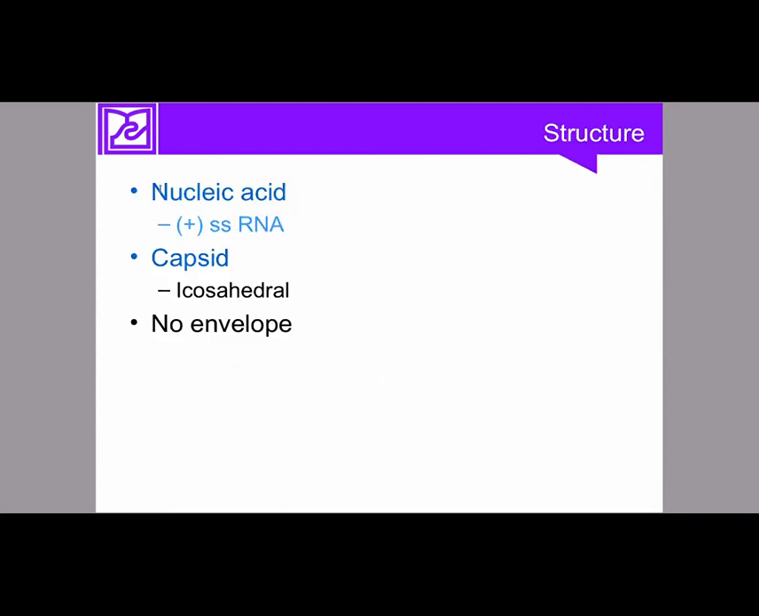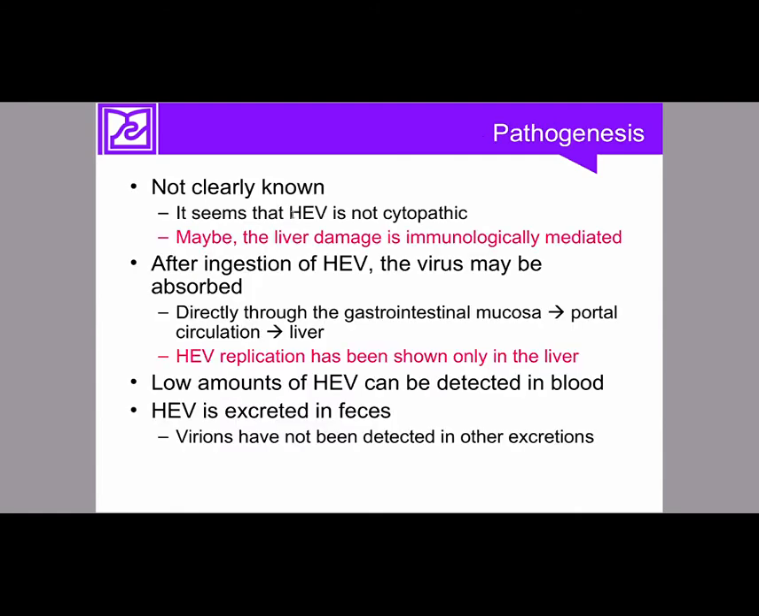Hepaviridae family, the nucleic acid is also positive single-stranded RNA, okay, without envelope. So they are very resistant. What about the damage? The pathogenesis, we don't know very well, but it seems that most damage is related with immune response.